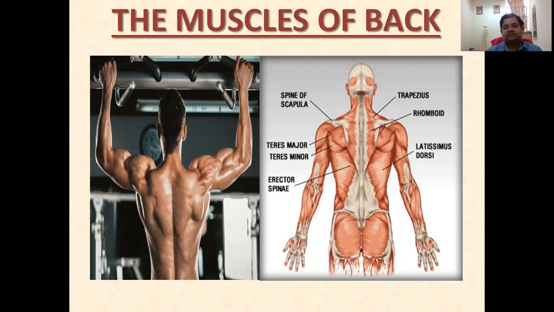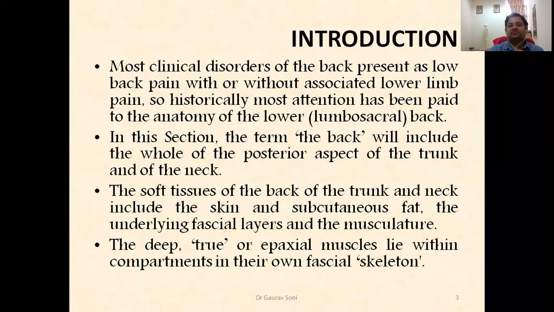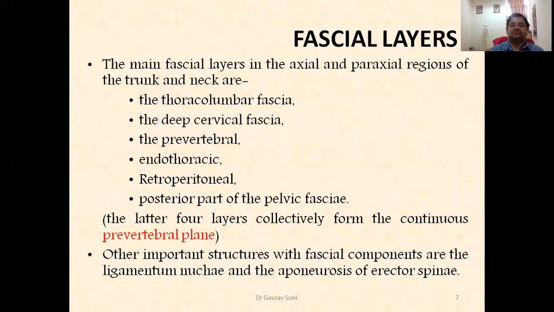Today we are going to continue the same lecture which we left half done last time, that is muscles of back. Let us first revise what we have seen till now. In Part 1 we have seen first of all what is back and skin of the back, then some important things about the cutaneous innervation, that is from C2 to C5, T2 to L3 and S2 to S4 and Co1. Then fascial layers, especially the thoracolumbar fascia.